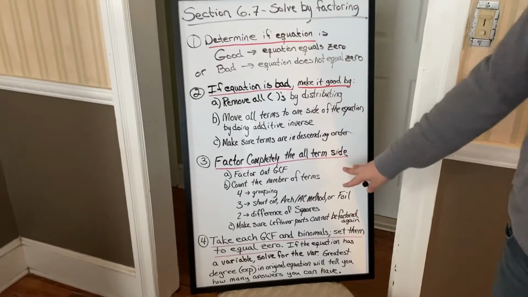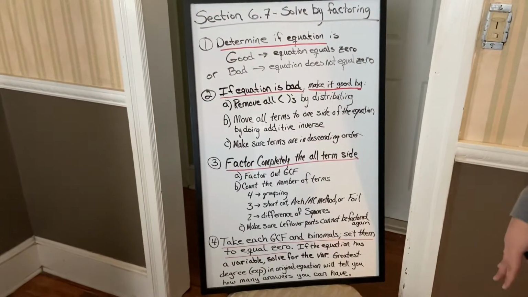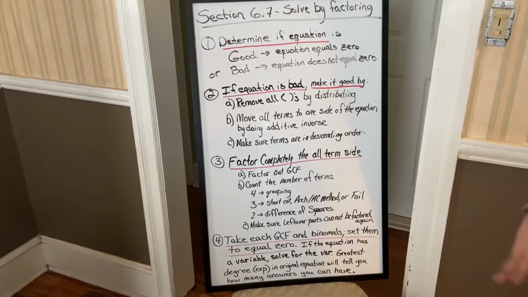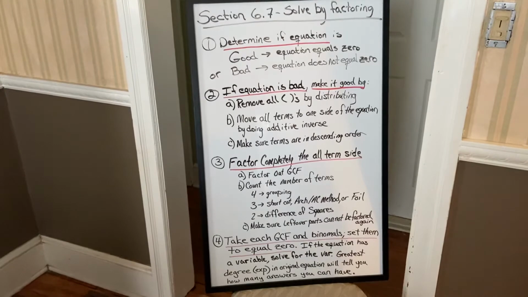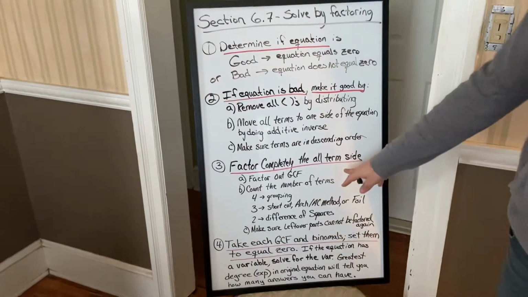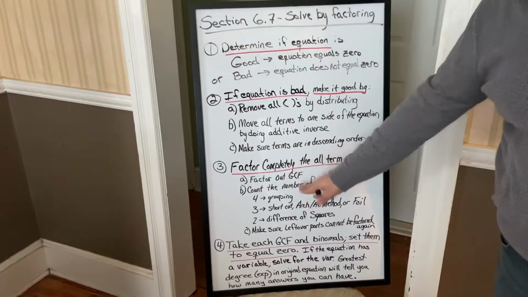Once it's good, then what we're going to do is factor completely the all term side. Because remember, to be good, everything's going to be on one side, the other side is equals 0. So we're going to ignore the equals 0 part and just factor the all term side. And you know how to do factoring. We went over this before.